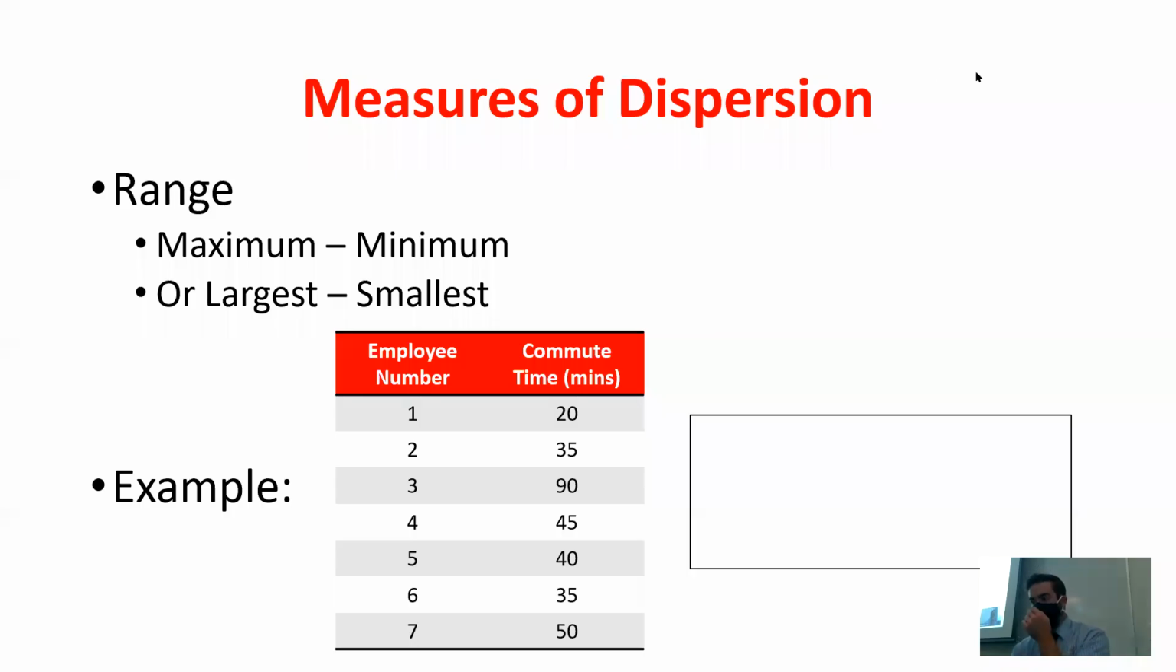All right. So last class we left off talking about measures of central tendency. Okay. So today we're going to talk about measures of dispersion.